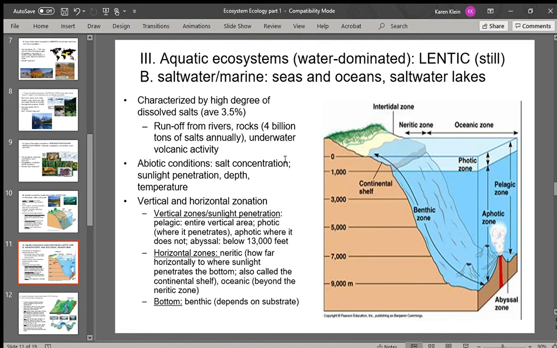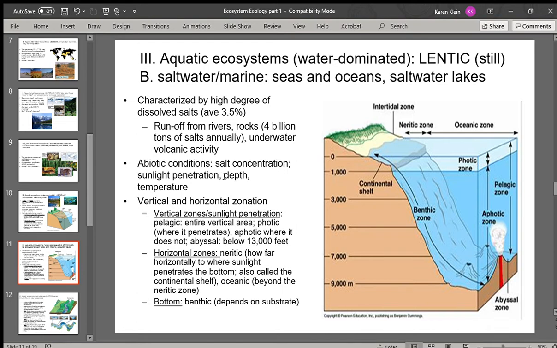Whereas your seas and your saltwater lakes and your oceans have a higher degree of dissolved salts. So salt concentration, in addition to just being water in general, is going to be a driver here for abiotic conditions and what living things can be there. But again, you have sunlight penetration. How deep can sunlight penetrate? And you also have temperature, and what isn't listed here, but what is also true, is other types of water chemistry, like dissolved oxygen and the pH of the water, etc.